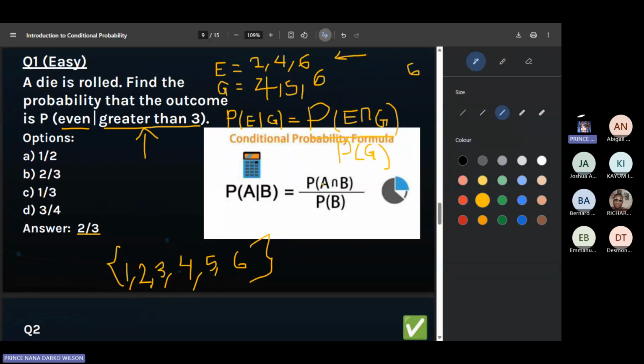Yes, someone wanted to attempt. Please, who is it? You may speak. Okay, the intersection of E and G is 4 and 6. So he says 4 and 6. That would be, right here, yes sir.